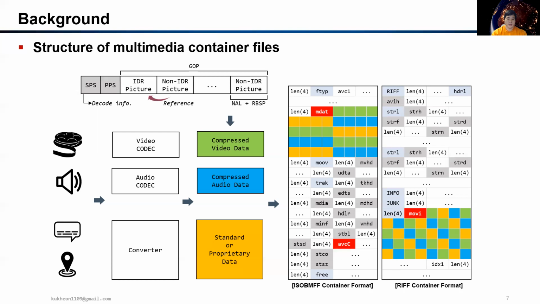MP4 and AVI are the most popular file formats to handle multimedia data. The left is MP4 file format. The right is an example of AVI file format. Both formats store multiple types of data using a specific unit that is called chunk. In general, multiple chunks have a hierarchical structure for managing different types of data, and each chunk consists of type and size and data pair.